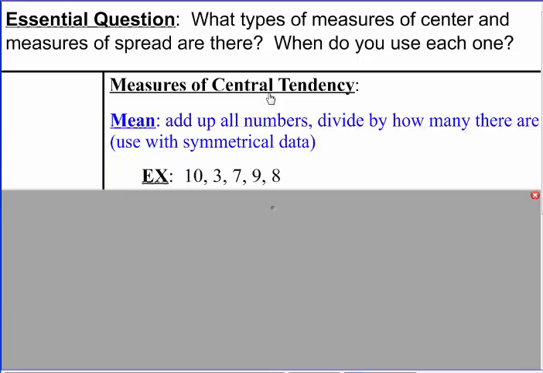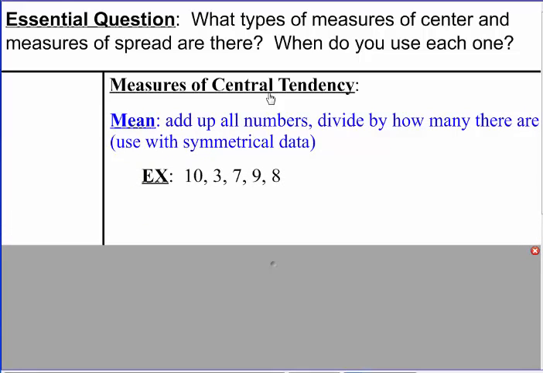So the first one is the mean. To find the mean, you just add up all the numbers and divide by how many there are. Mean is another way to say average. They mean the exact same thing. We usually use the mean when our data is symmetrical. And when we talk about graphical displays, we'll talk more about symmetrical data versus non-symmetrical data.